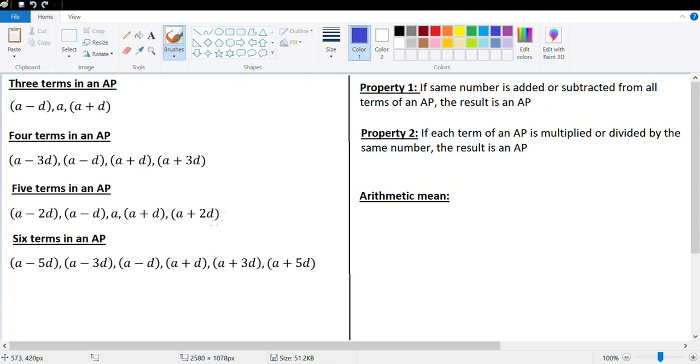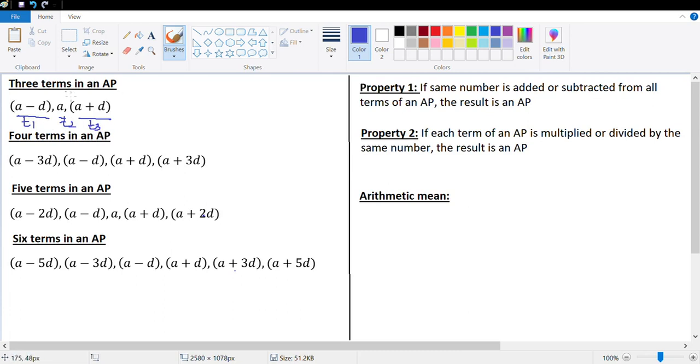In case we have an AP of 3 terms and we need to figure out the AP, it is advisable that you take the 3 terms as a minus d, a and a plus d. Now don't confuse this with the a and d that we had there. Here, my first term is a minus d, second term is a, and third term is a plus d. Why are we taking it like this?